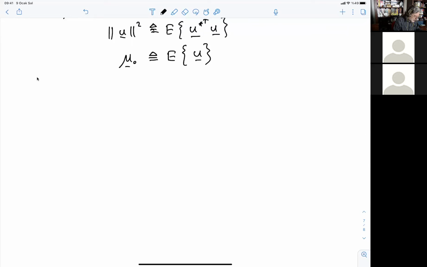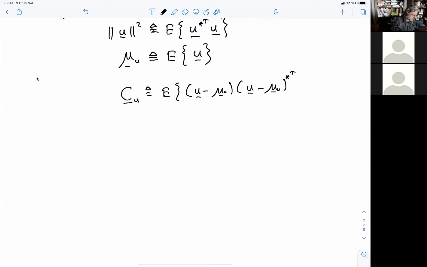And the covariance of U, we all know these things from predictive coding, is by definition the expected value of U minus mu U. So this is not mu zero, but it's actually mu U. Let me write it like this. Times U minus mu U conjugate transpose. This is the covariance matrix.